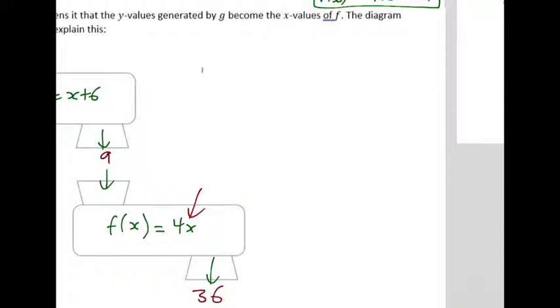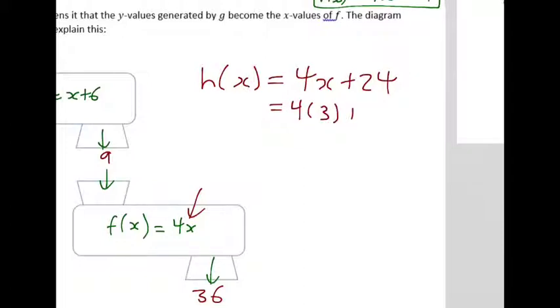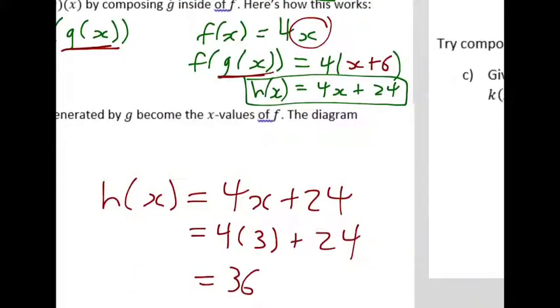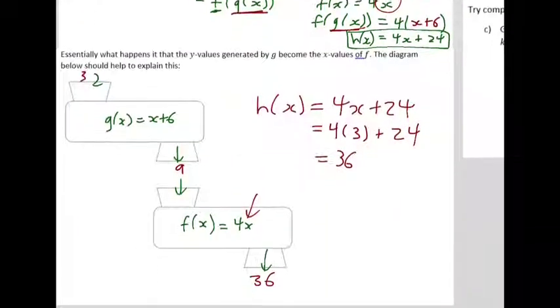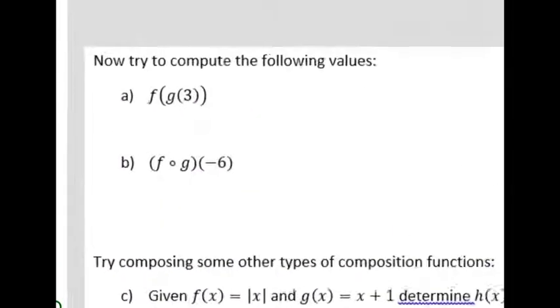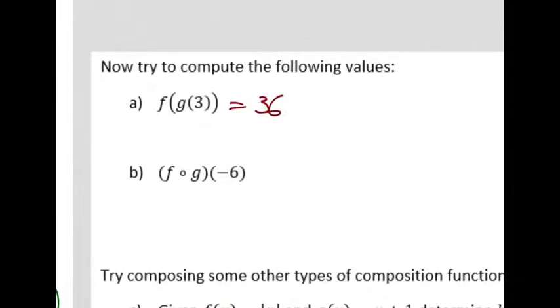You could do it all in one shot by using this function h of x that we had found before, right? The 4x plus 24. If you just put in 3 right into there, notice what would happen. You would get 36 still. 12 plus 24 is 36, right? So this composed function that we created, it kind of does it all in one shot. But to show how that point is created as you transition from g to f, this diagram shows that a little bit better. Make sense? Yeah, I got it now. Okay. Good. So this would be 36.